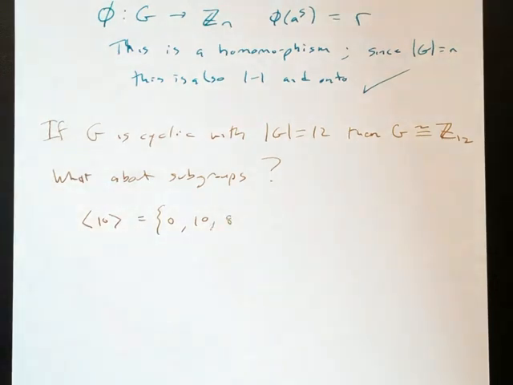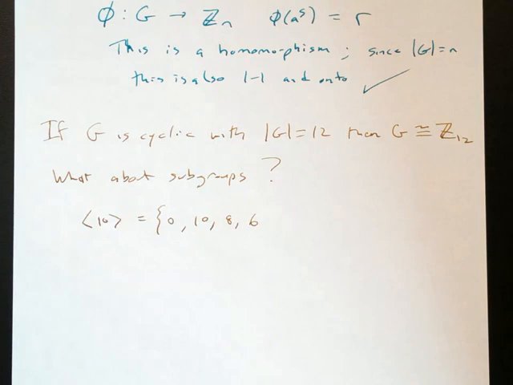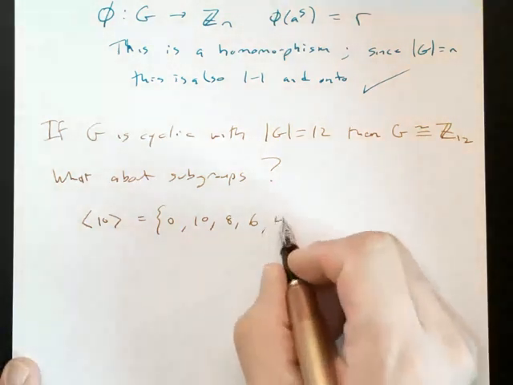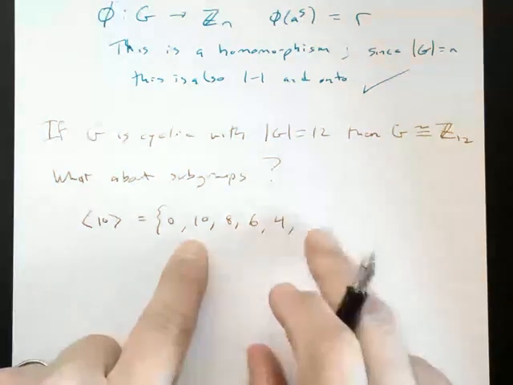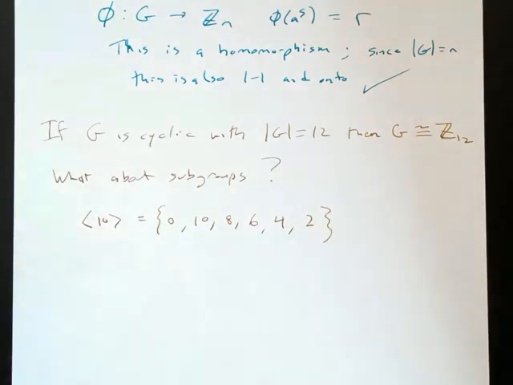What's 8 plus 10? 6. Again, I'm adding mod 12. 6 and 10, 16, mod 12, is 4. 4 and 10 is 2. 2 and 10 is 0. That's the subgroup generated by 10.